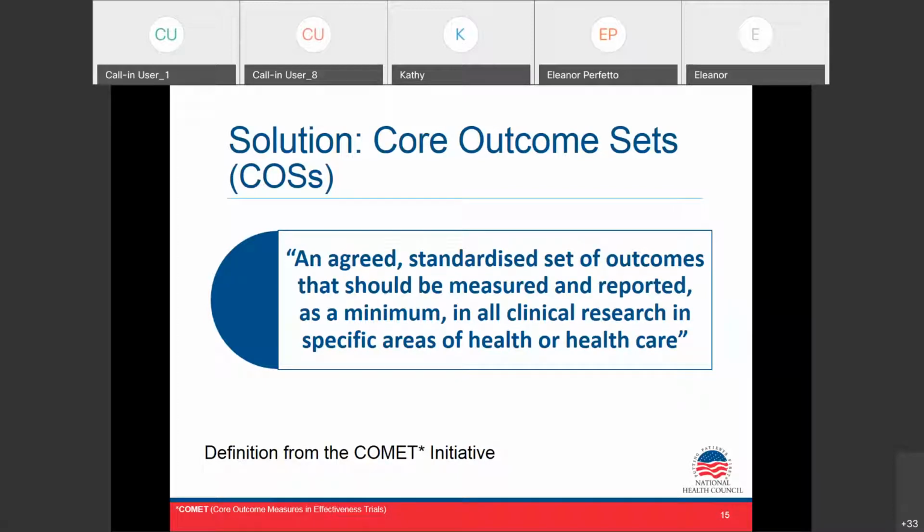We're not trying to tell researchers everything that they should be studying when they're looking at an intervention, but we are trying to establish a consistent minimum group of outcomes that can be consistently accessible to decision makers. Next slide.